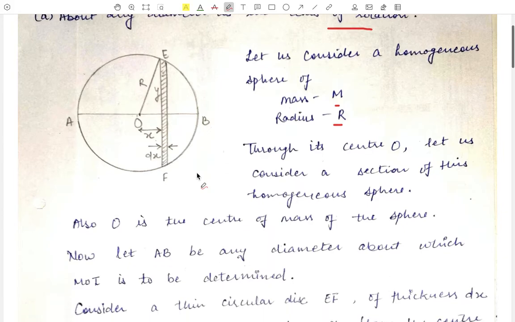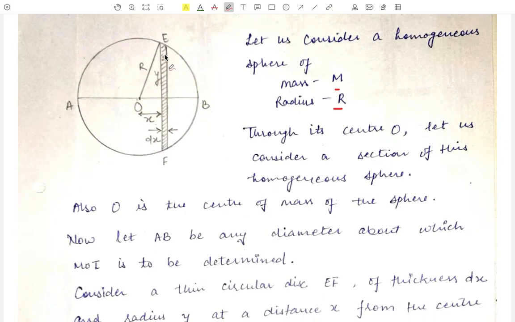Now, first of all, let us consider a thin circular disk EF of thickness dx at a distance x from the center of the sphere, that is O, and let y be its radius.